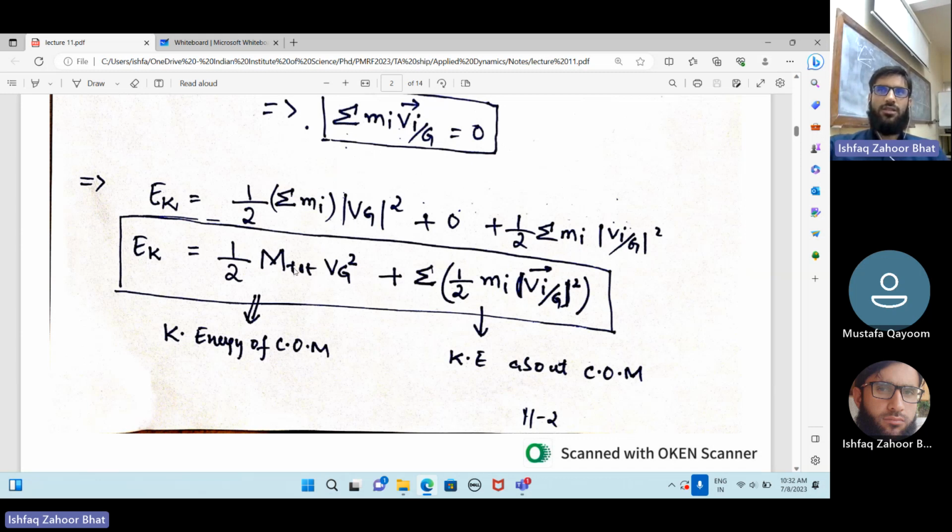So the total kinetic energy of the system is not only the kinetic energy of the center of mass, but also the kinetic energy about the center of mass. So these are the relative velocities with respect to the center of mass. So this is something which we can call the kinetic energy about the center of mass. This is by definition. I am saying that this is the definition of kinetic energy about the center of mass.